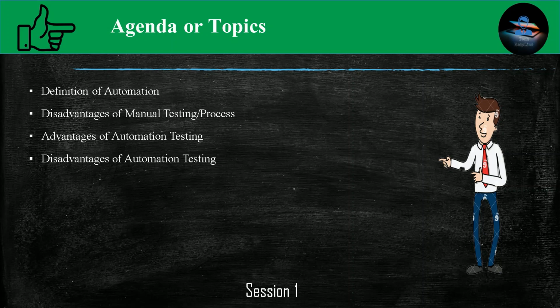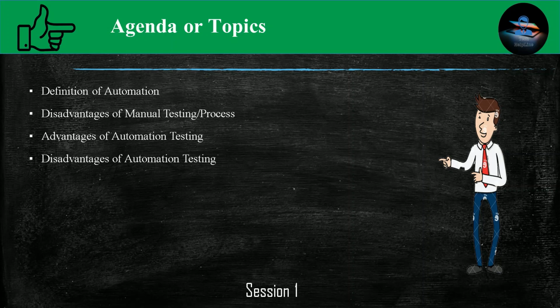And the fourth point is again the disadvantages of automation testing. Everything has advantages or disadvantages, pros or cons. So automation testing also has a number of disadvantages, and those points will be covered under this disadvantages of automation testing topic.